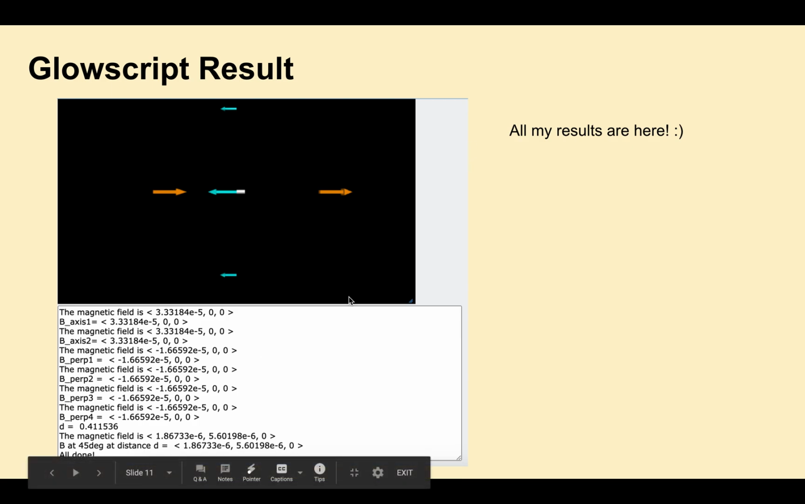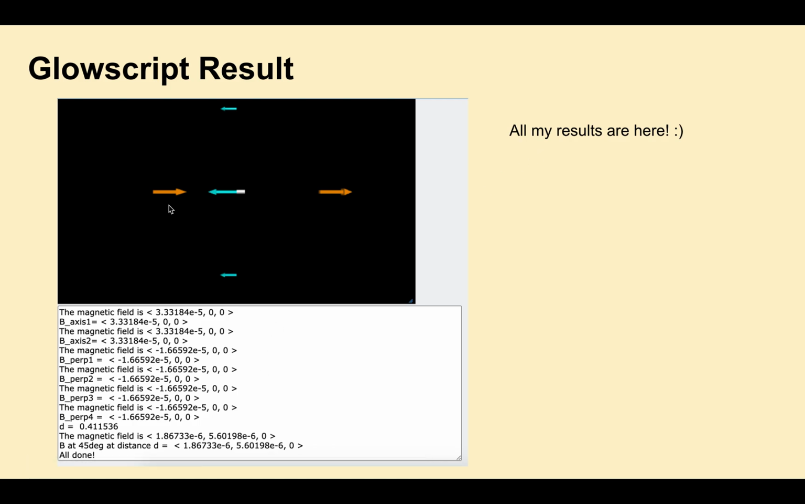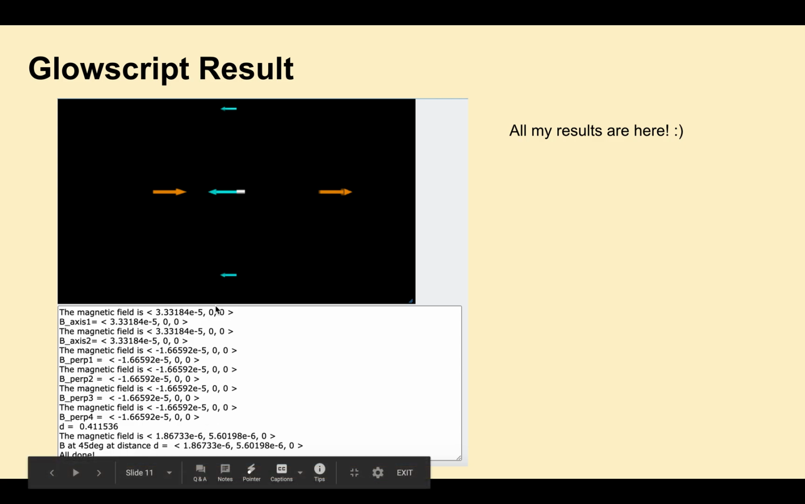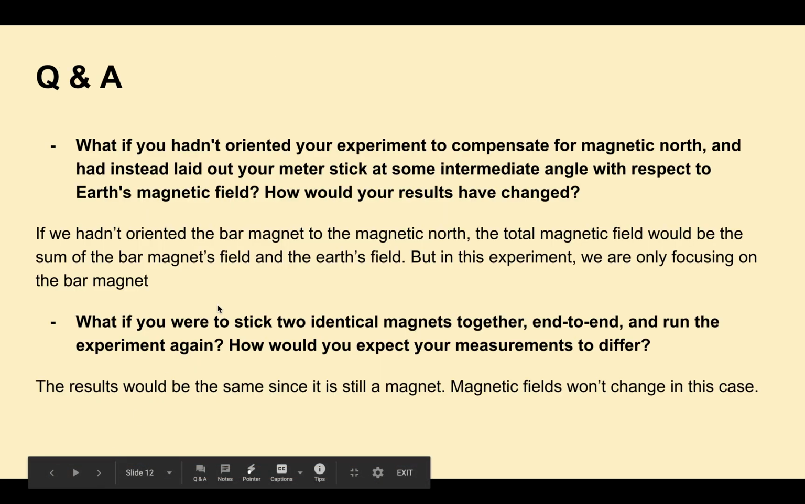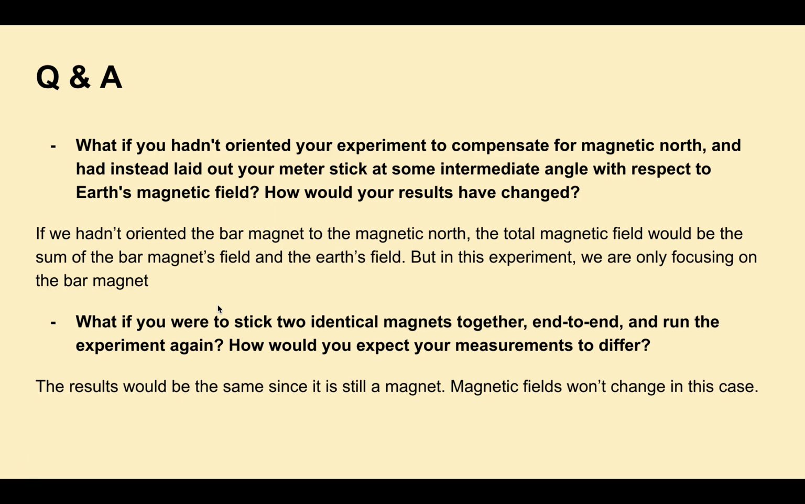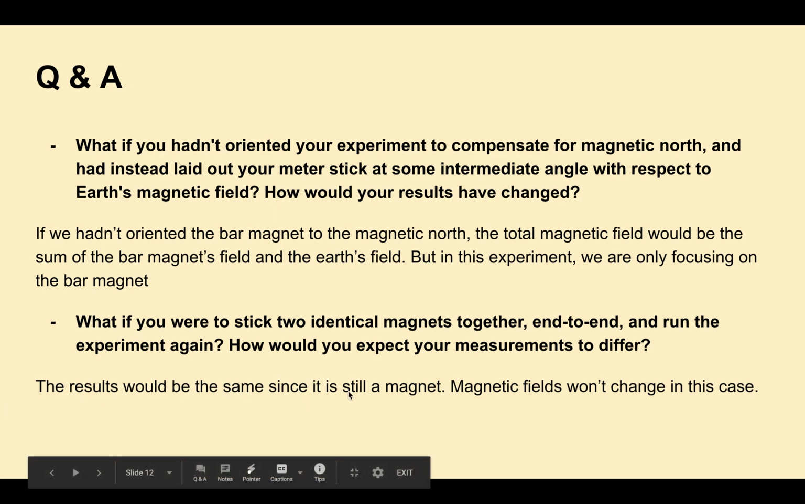So here's my result. As you can see, all my results are here. If we hadn't oriented the bar magnet to the magnetic north, the total magnetic field would be the sum of the bar magnet's field and the Earth's field, but in this experiment, we're only focusing on the bar magnet. The results would be the same since it's still a magnet. Magnetic fields won't change in this case.